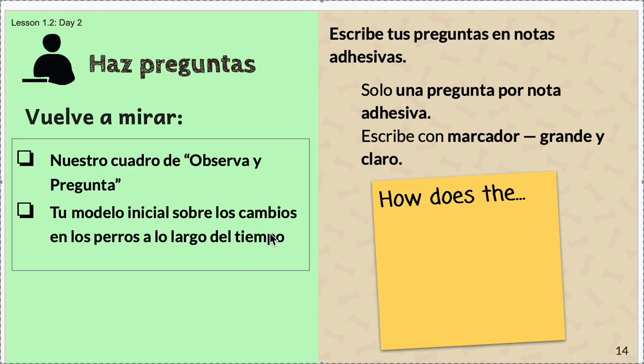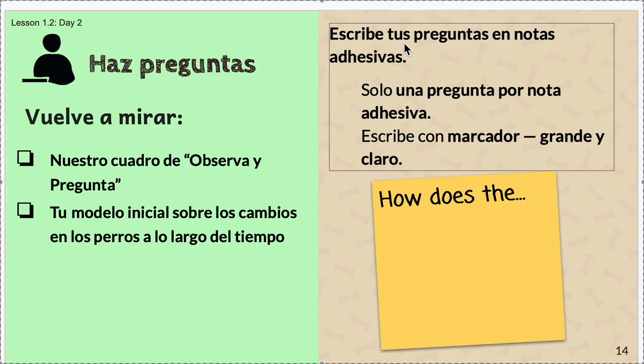So your model that you made yesterday, I will place those back into your cubbies if you turned them in. Escribe tus preguntas en notas adhesivas. You're going to write your questions on sticky notes. Solo una pregunta por nota adhesiva. Only one question per each sticky note. Escribe con marcador grande y claro. Write your questions in marker and make sure they're big.